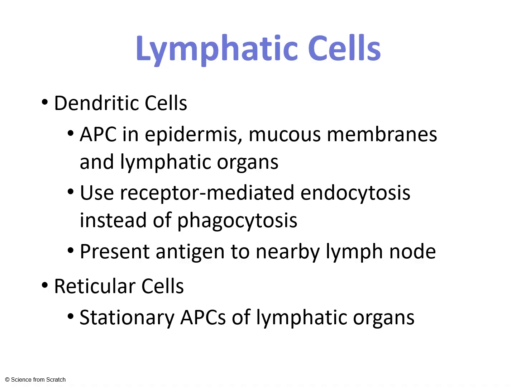Some other lymphatic cells that are involved are called dendritic cells. Dendritic cells are antigen-presenting cells that are located throughout our epidermis, in our lymphatic organs, and mucous membranes. So they'll be located in our nose and throat and anywhere where there's an opening to the external environment. These cells will use receptor-mediated endocytosis instead of phagocytosis, and they will present the antigen to a nearby lymph node.